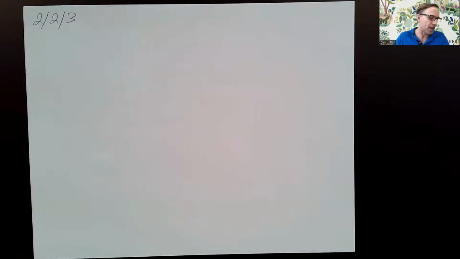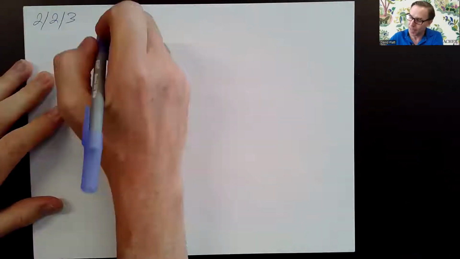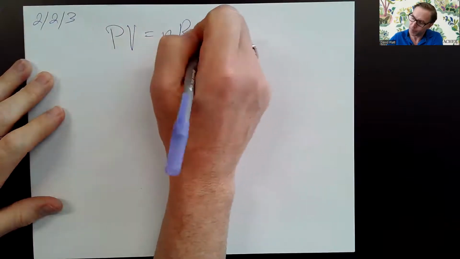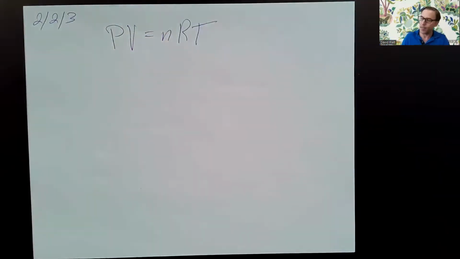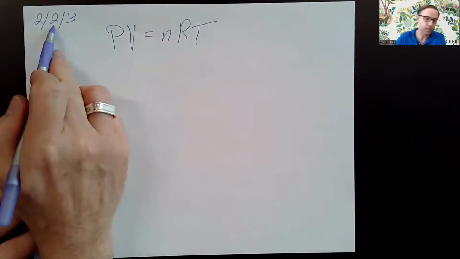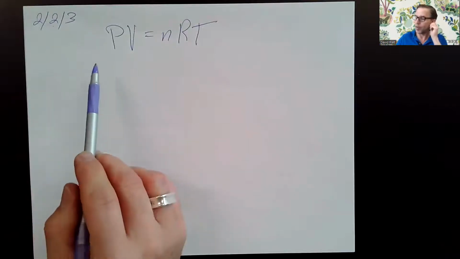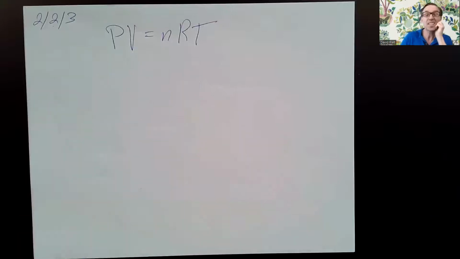I wanted to point out something that I think is fun in the ideal gas law. For starters, we are still in Unit 2, and we're moving into the third chapter in Unit 2, Chapter 12. And you will remember the ideal gas law, PV equals nRT. Sometimes it looks a little bit different.